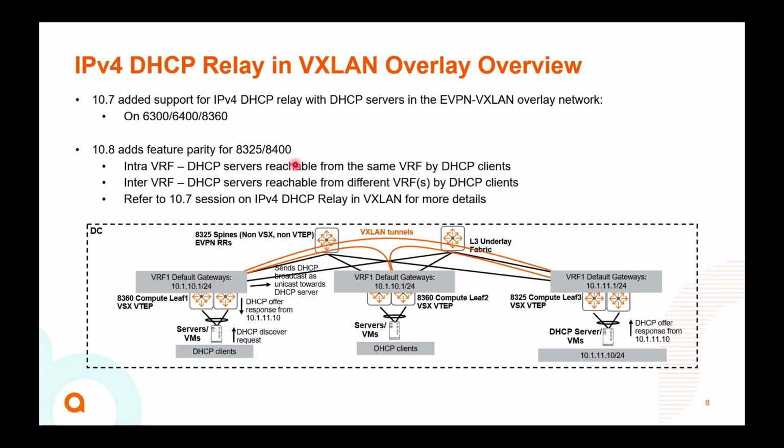So what is new in 10.8? These 2 platforms, the 8325 and 8400, will also support this feature parity. So intra VRF will be supported as well as inter VRF. So your DHCP server and clients can be on different VRFs. That will also work. So refer to 10.7 for more details, because there is nothing new from the CLI perspective or deployment perspective, it is just 2 new platforms that are being added.